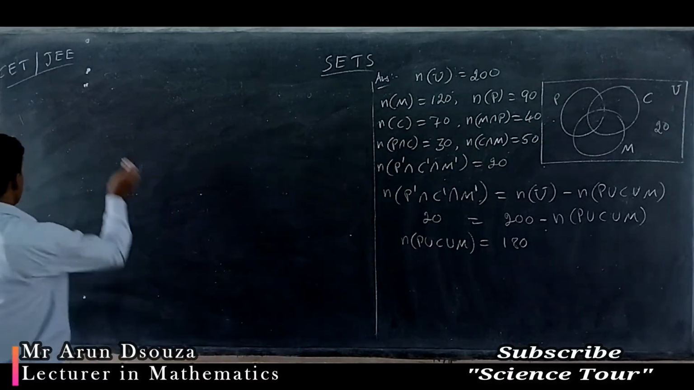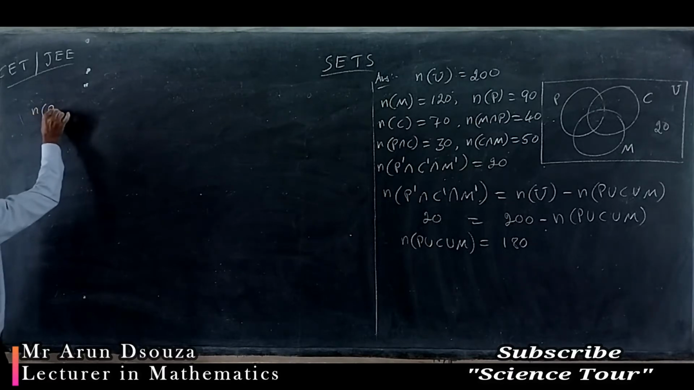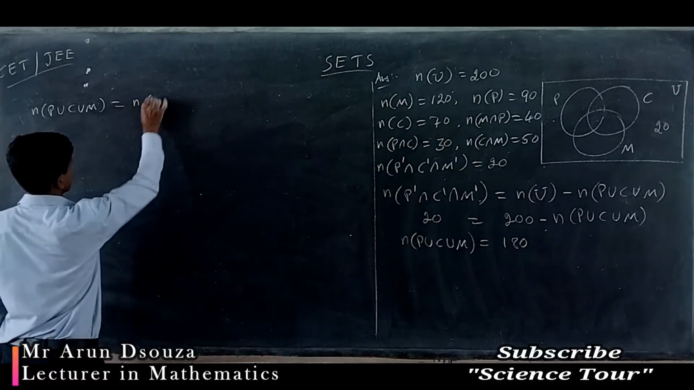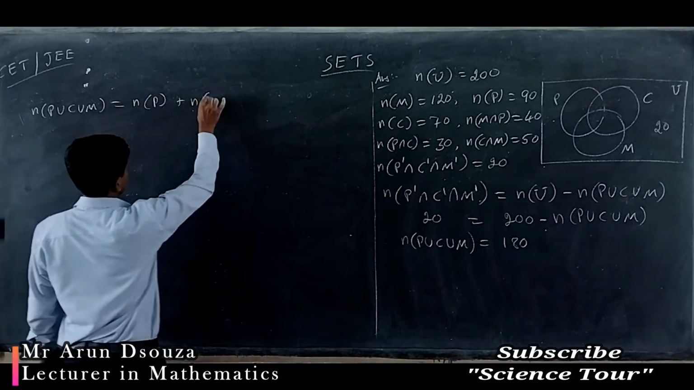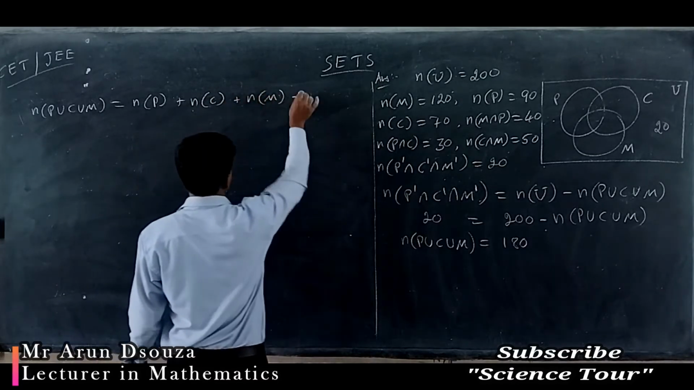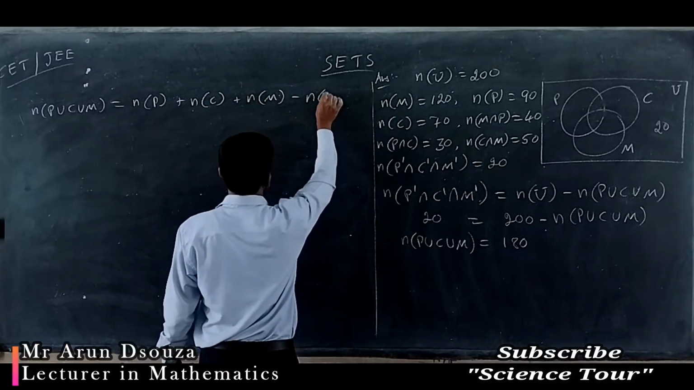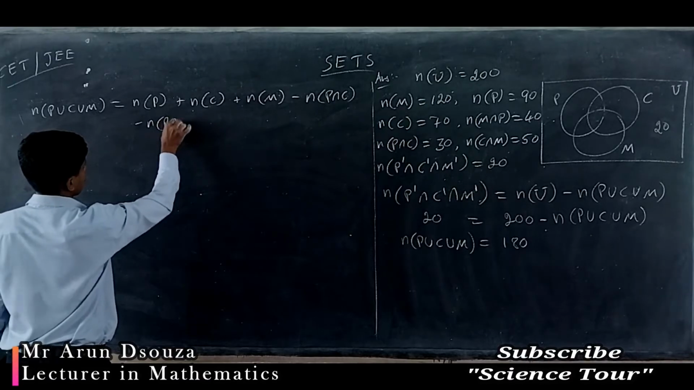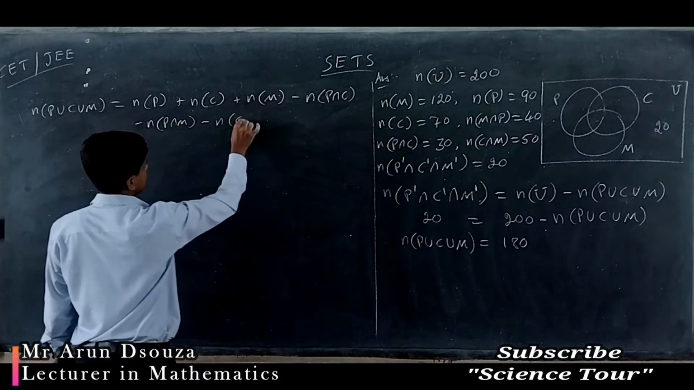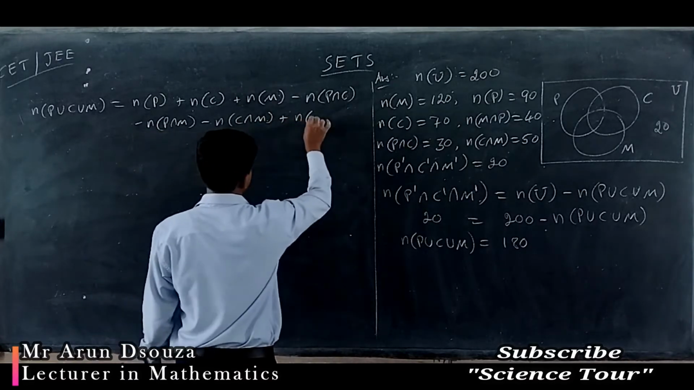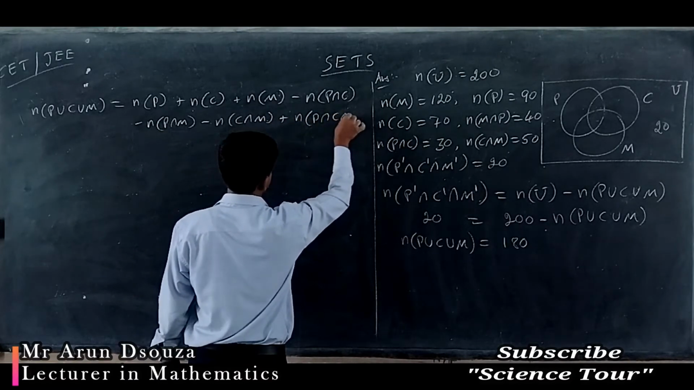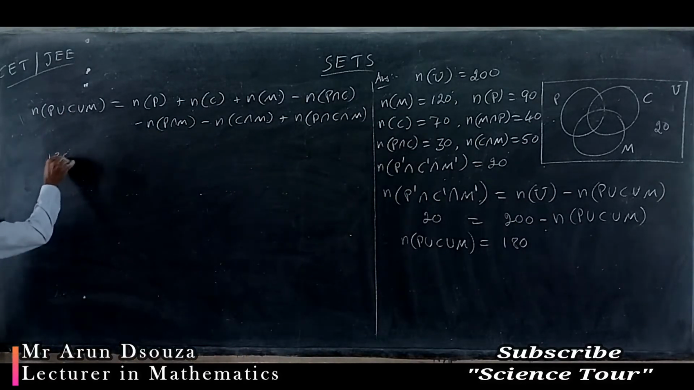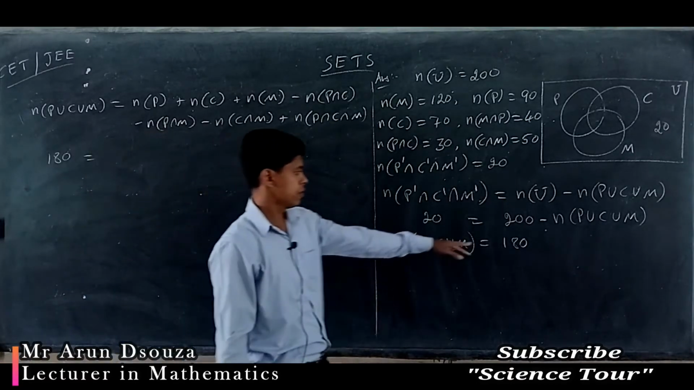What is the formula you have got? You have the union formula for three sets, correct? So you have n of P plus n of C plus n of M. Out of that, what do you subtract? The intersection of two things, and C and M. And what do you add? The intersection of all the three. You have to add that, correct? That's the formula. Now this is what we know, that is 180.